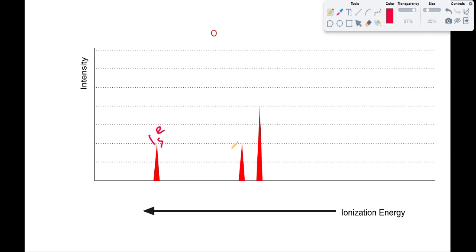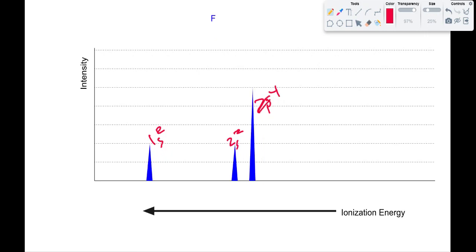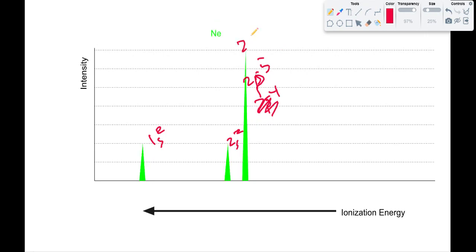Oxygen. This is still 1s2. 2s2 is never going to get any taller. It just keeps moving to the left. 2p4. 2p5 for fluorine. 2p6 for neon. Now we filled that shell.